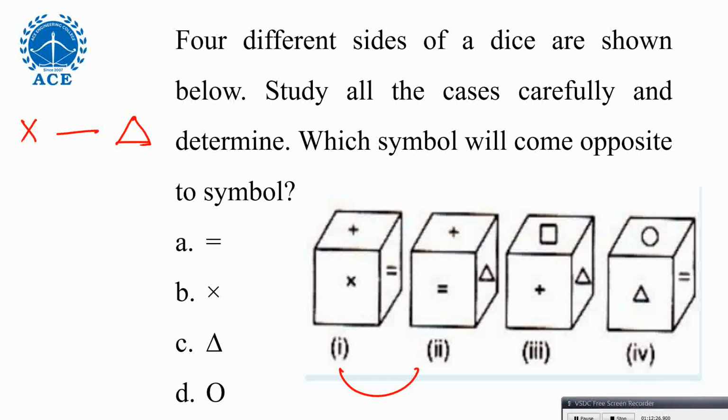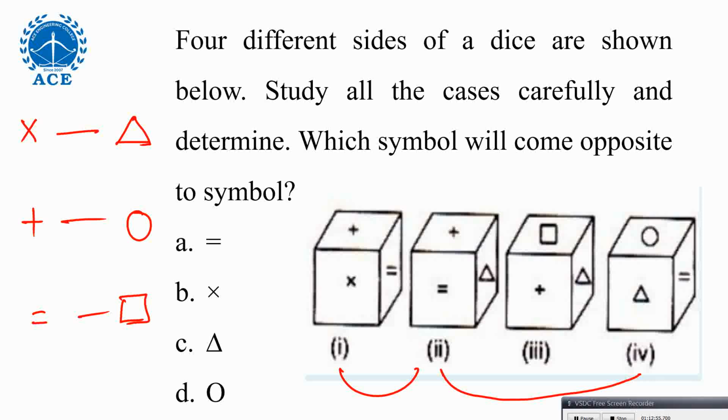Yeah. Next one. Compare second and fourth. Which is common in the second and fourth? Triangle and equal are common. So plus and circle are opposite. So what is left over? Equal and square. Yeah, this must be. Whatever they ask, I think now no worries. All opposite pairs we got. No, sir, this is a bit difficult.